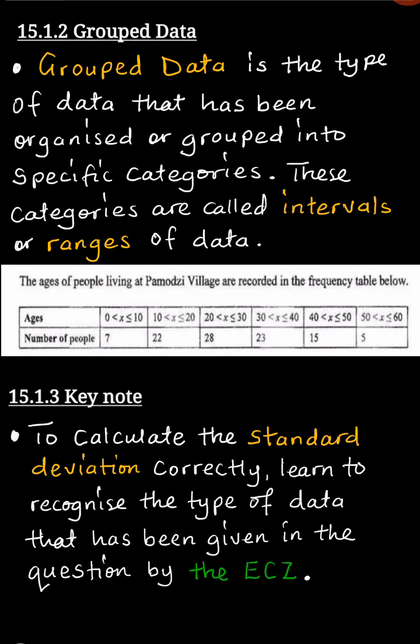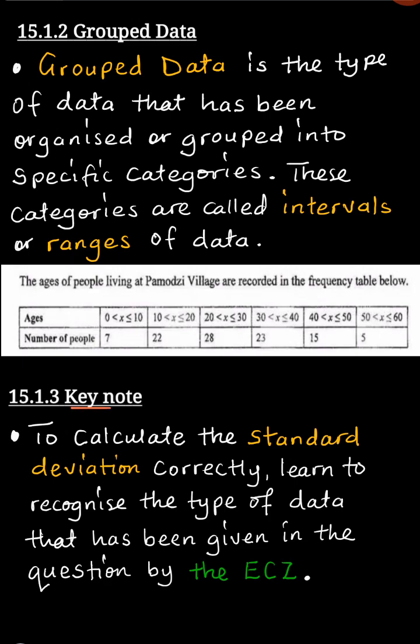Now, my interest here is to teach you how to recognize or identify grouped data. So when you look at this data, you can see that it has been presented in intervals or ranges. Whenever you see data that has been presented in intervals like this, just know that you are dealing with grouped data.